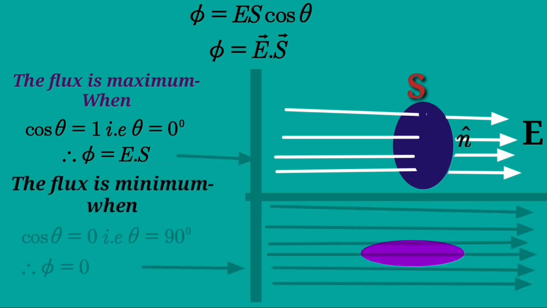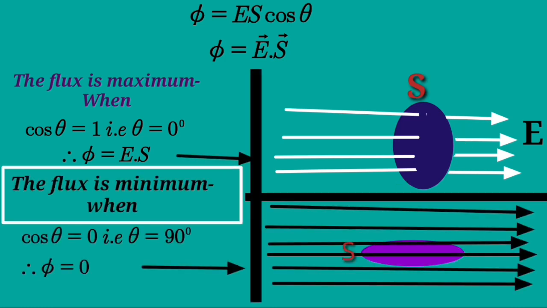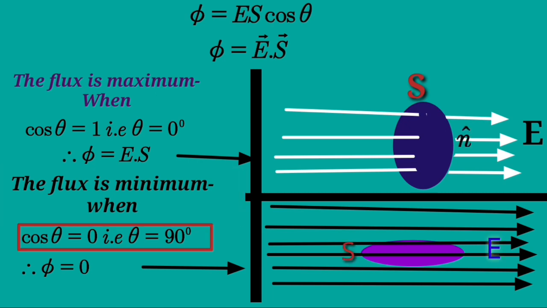Now, the total flux passing through the cross-sectional area is minimum when cos theta is equal to 0, that is, theta is equal to 90 degree. Therefore, flux phi is equal to 0. So clearly we can say that when the area of cross section is parallel to the electric field, or the unit vector of the area of cross section is perpendicular to the electric field, then the total flux through the cross section is 0.